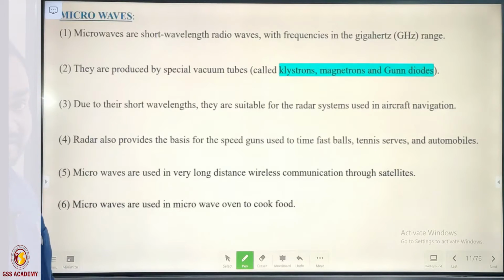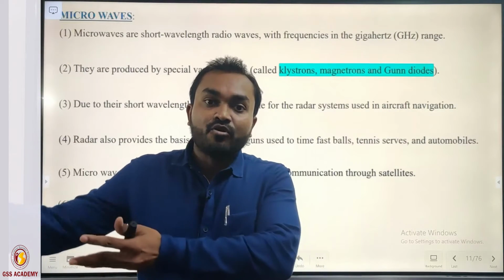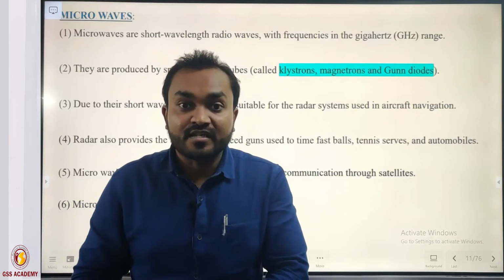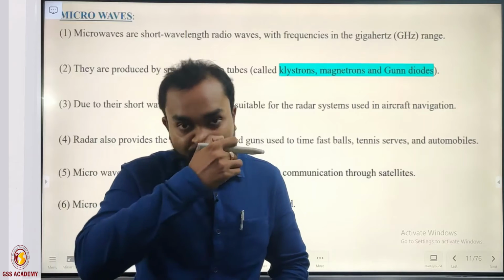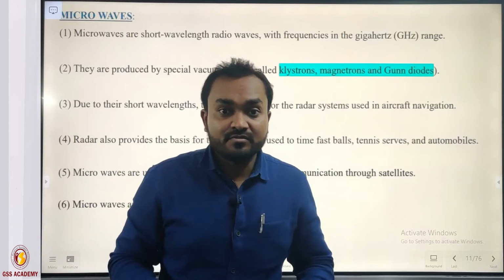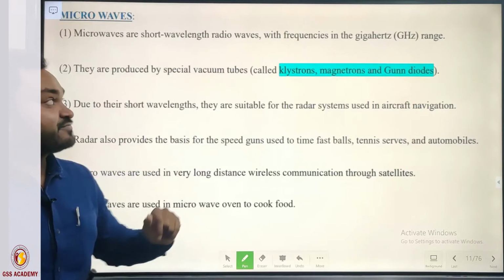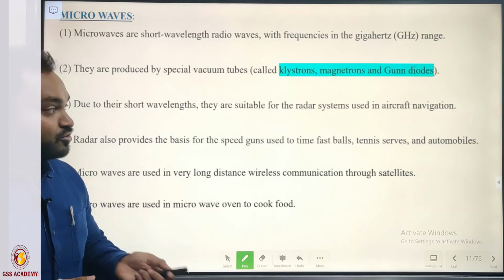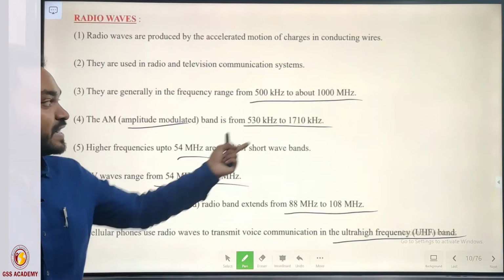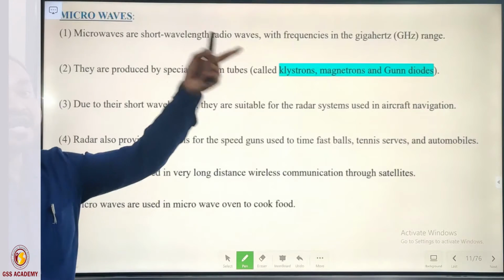Then microwaves. There are so many uses of microwaves. I think in your home also microwave ovens are there, where you cook food, heat up the food. That is one use. And what are the properties? Microwaves are short wavelength radio waves with frequencies in the gigahertz range. Earlier it was in the megahertz or kilohertz range, now it comes to the gigahertz range.